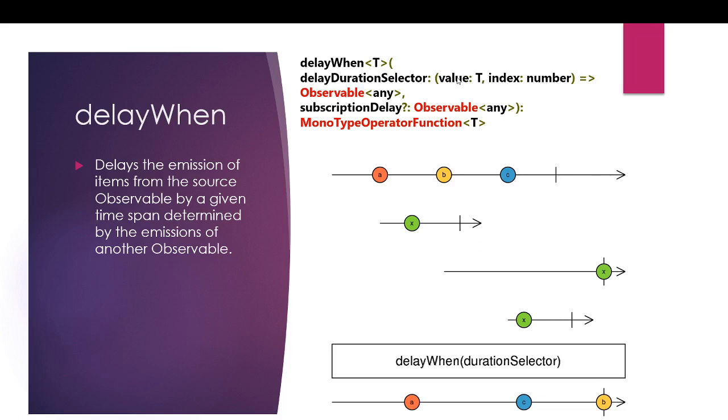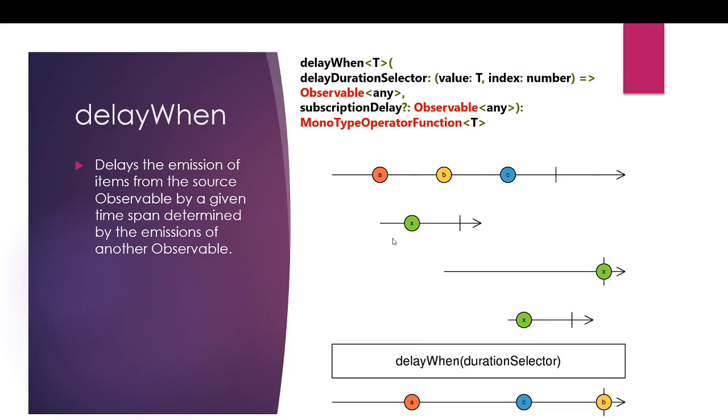observables. So value is the value emitted by my source observable, and index is the number of values already emitted from the source observable, right? And each value is going to be delayed based on whatever observable is returned by my delayDurationSelector. So for every value you can have a different observable, and based on that my value can be delayed by the number of milliseconds or the date that I want, right?